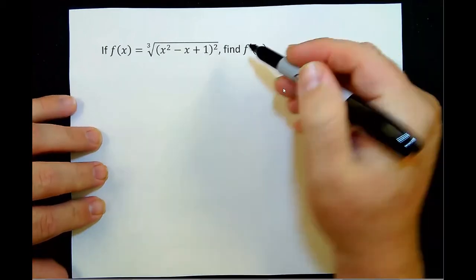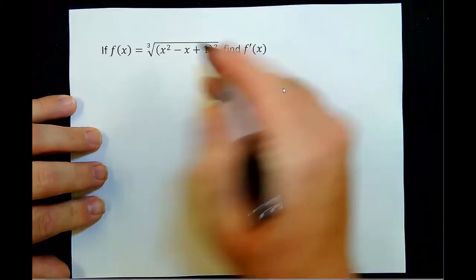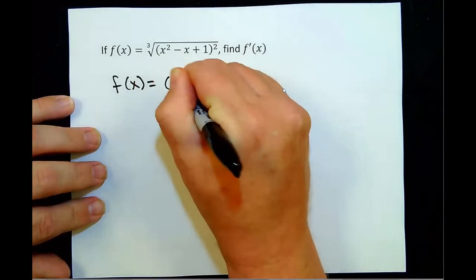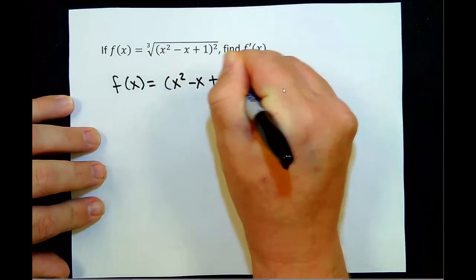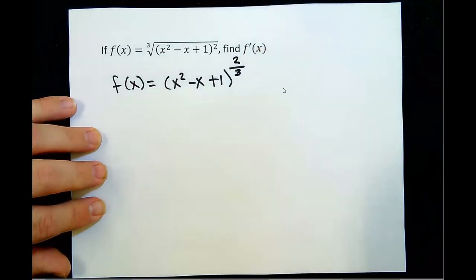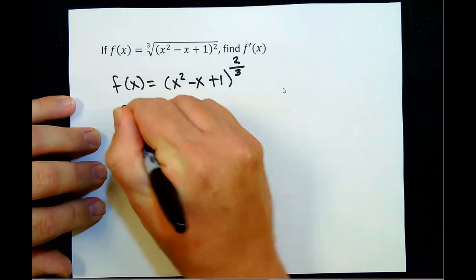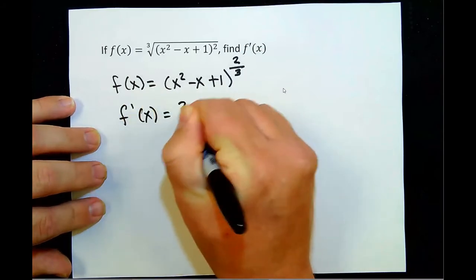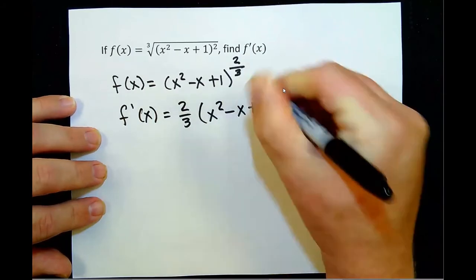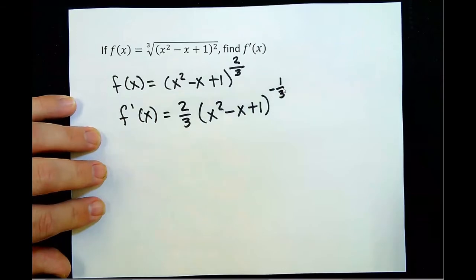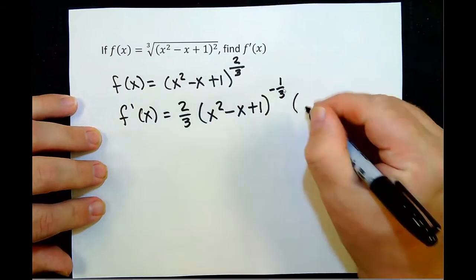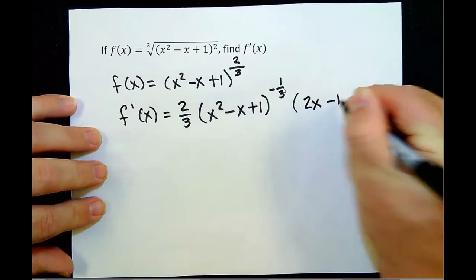For me, when I'm doing these, it's easiest to remember my properties of exponents and just recognize that I could write this as x squared minus x plus 1, second power, third root. So to the 2/3 power. Then when I find the derivative, I find the derivative of the outside. 2/3 minus 1 is negative 1/3. So I found the derivative of the power, and then I multiply that by the derivative of the inside, 2x minus 1, and the 1, of course.